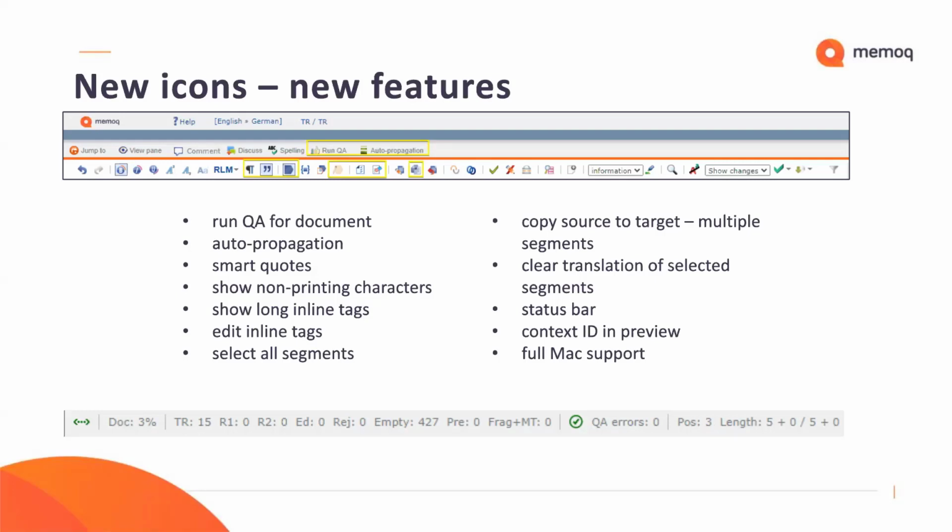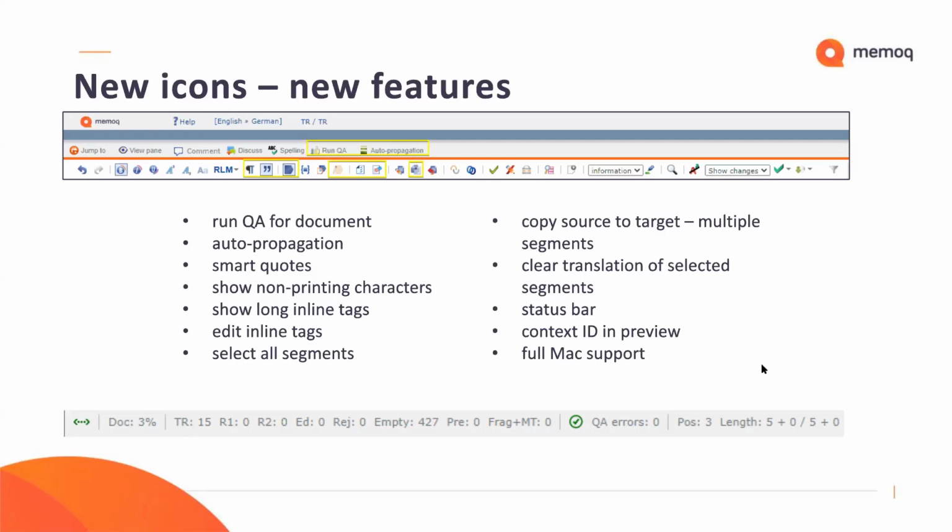in the client. So hopefully you will find it useful, especially when you have certain length limitations you need to comply with. As I introduced earlier on, we can now show context ID in preview. Once again, a feature that localization companies will find useful.